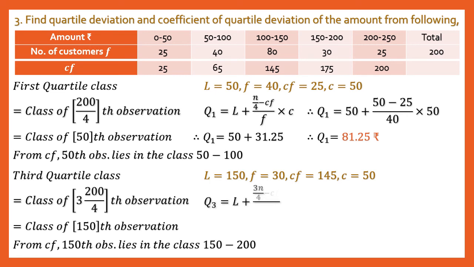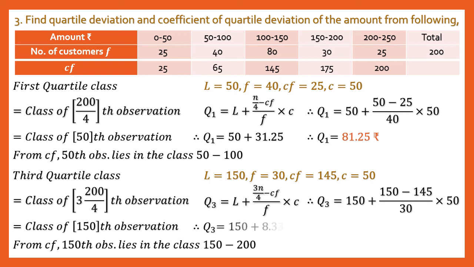Putting these values in my formula of Q3, that is L plus 3n upon 4 minus CF upon F into C, I get Q3 is equal to 150 plus 150 minus 145 upon 30 into 50. Simplifying the second part of this equation, I get 150 plus 8.33, and thus my third quartile will be 158.33 rupees. Now I'm going to use Q1 and Q3 to calculate my quartile deviation and the coefficient of quartile deviation.